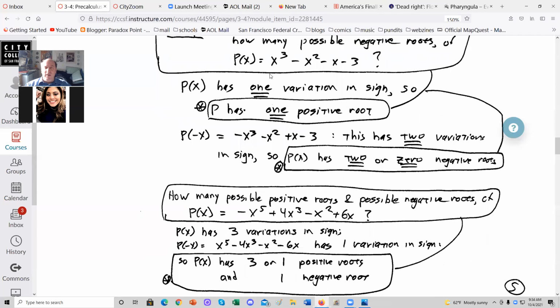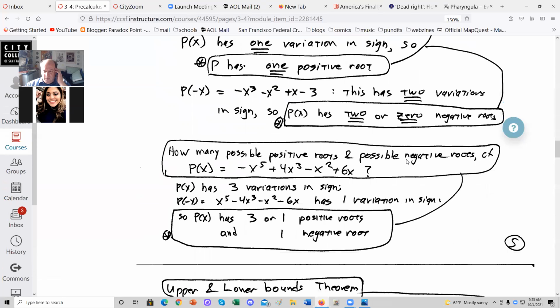If you look at p of -x, then x cubed flips, the x flips. We have -x cubed minus x squared plus x minus 3. This is 1, 2 variations of sign. And so p of x has 2 or 0 negative roots. 1 positive root, 2 or 0 negative roots.